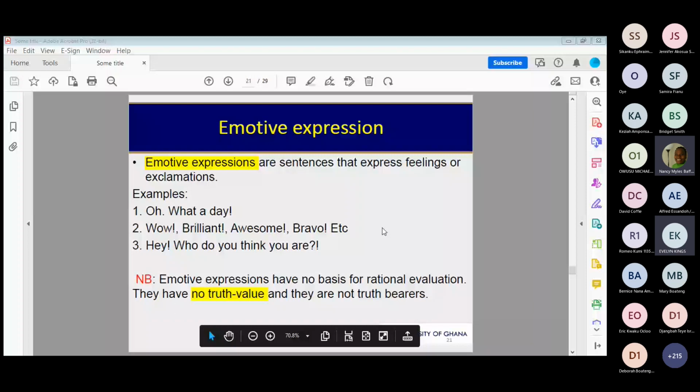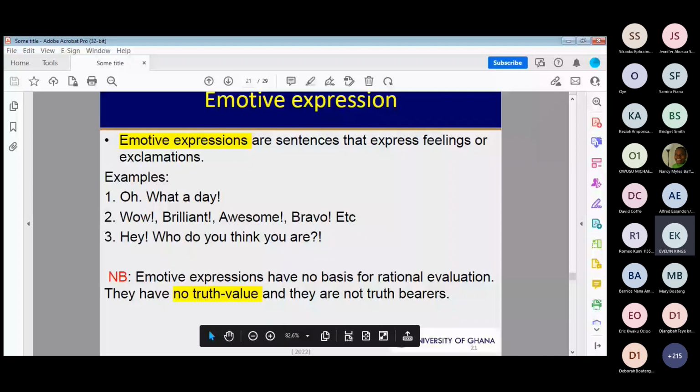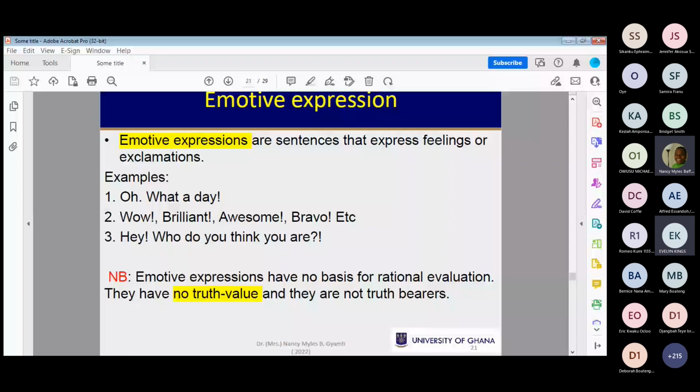I was going to the makeup thing. You can see a car and say, wow. This is not a question. You are not telling anybody to do anything. You are not giving anybody information. Take note. And it is complete. This is an expression of what? Your emotions. So you will see that oftentimes when we see exclamations, like what you see on my screen now, oh, what a day. Wow, brilliant, awesome, bravo. The person has finished. It's an expression of the emotions.